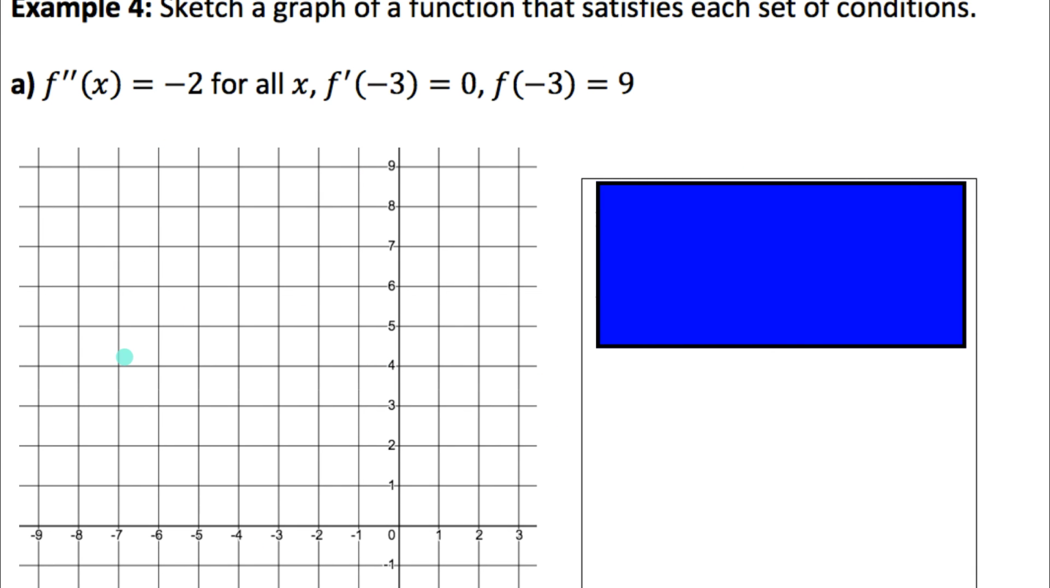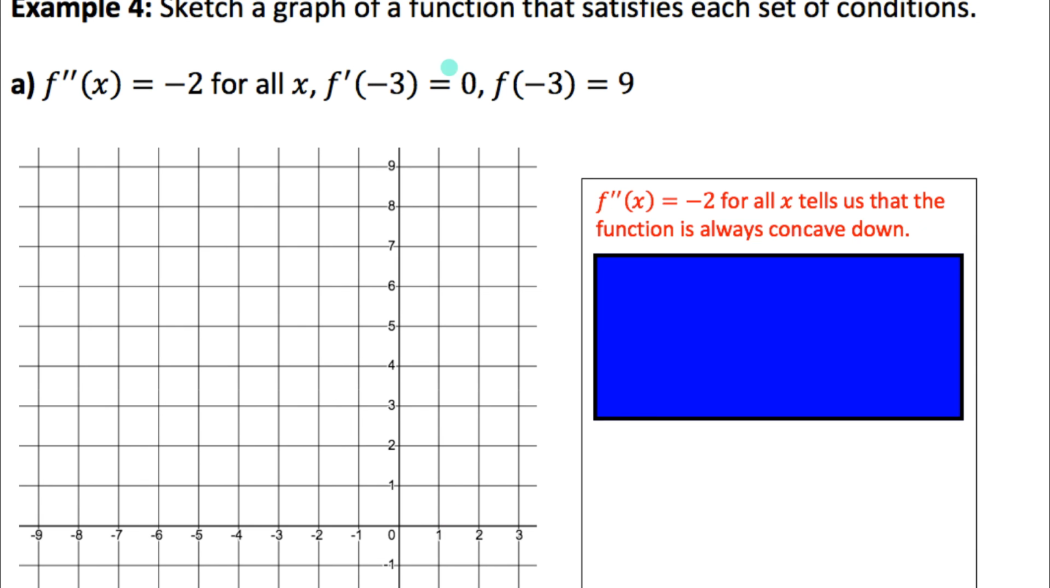Last example. Example 4. Sketch a graph of a function that satisfies each set of conditions. It says the second derivative is -2 for all values of x. What that tells me is that the original function is always concave down, since the second derivative is always negative. I know the function is always concave down.